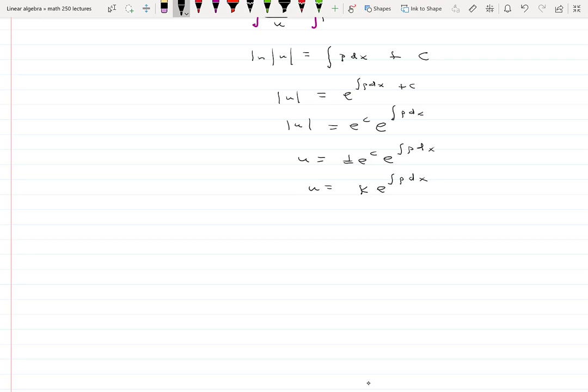Well, what justifies that we can do that is, remember, the whole idea is that we're multiplying both sides of the differential equation by this u. So imagine multiplying both sides by k e to the integral p dx and then simply dividing both sides by k to get rid of it. So we're going to let k equal 1, so we don't have to deal with it anymore, to get, and this is the bottom line, the integrating factor is equal to e to the integral of p of x dx.